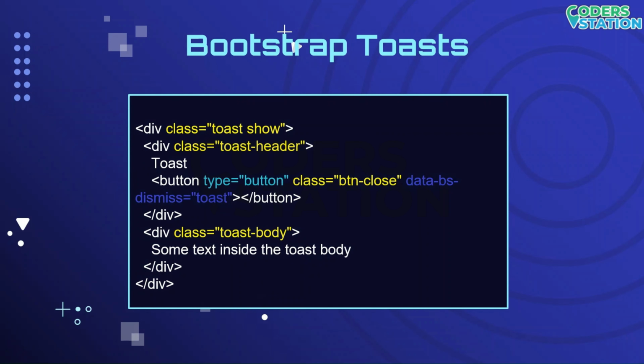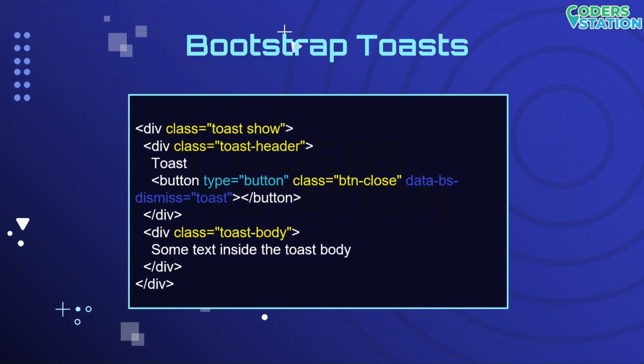Now here's the basic structure of a toast in HTML. The toast class container holds two main parts: the toast header for the title and close button, and the toast body for the message. So here the first class is toast. It is the main class for initiating a toast in your program.